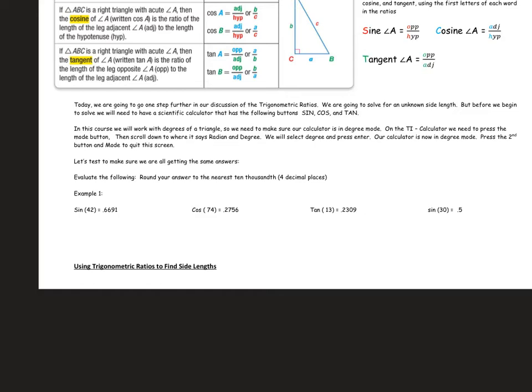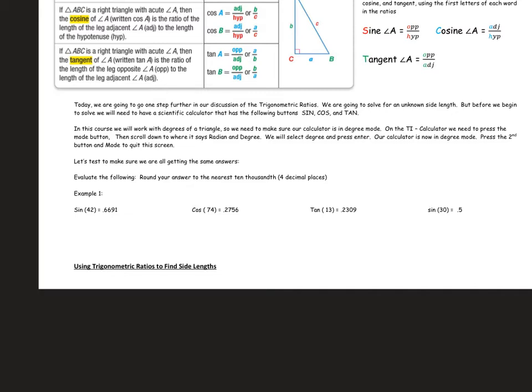to find another. But before we begin to solve, we will need to have a scientific calculator that has the following buttons. I'm going to need to make sure that you guys have the sine. It's not sin, it's sine, cosine, and tangent buttons. So we are in geometry class, and because we're in geometry class, all the triangles we look at will be in degree mode. So they're going to be in terms of degrees. So you need to make sure that your calculator is in degree mode.